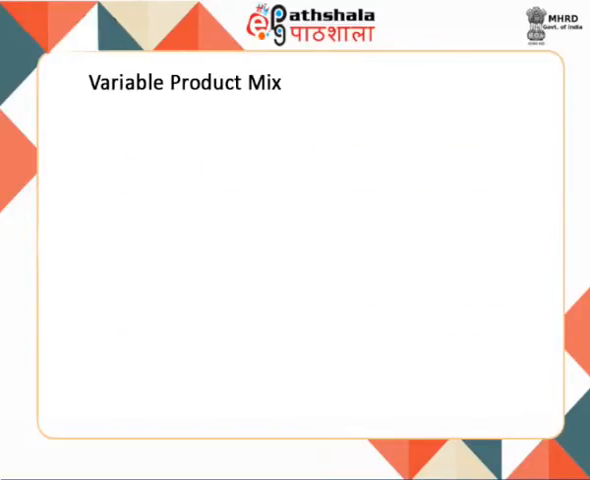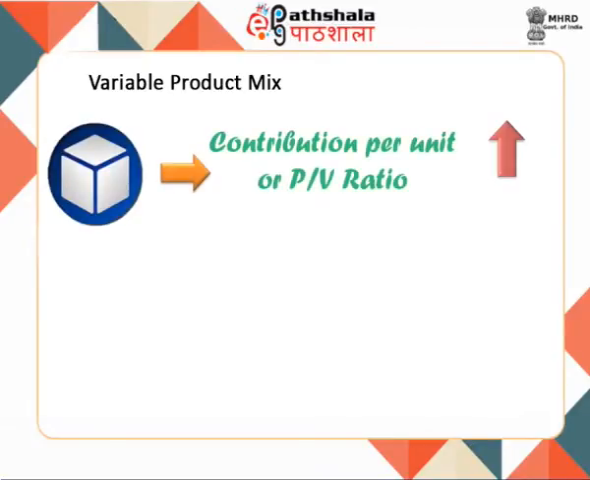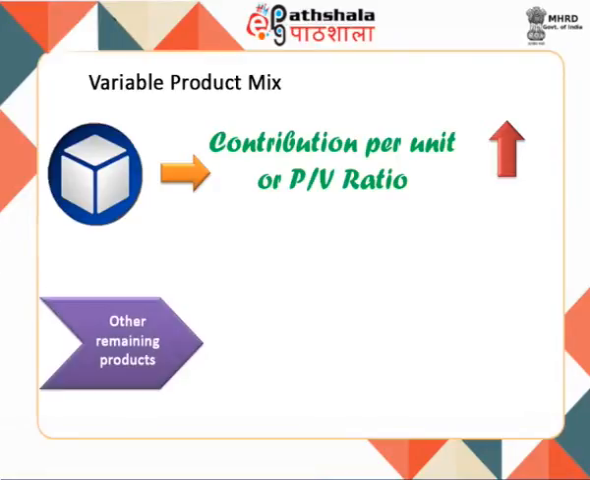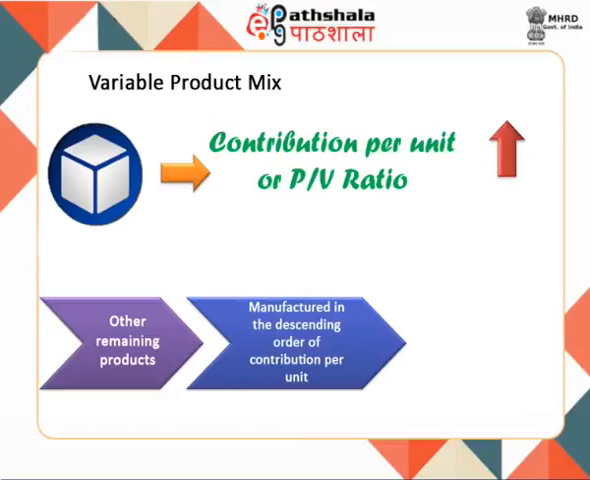Now, in the case of variable product mix, the product giving highest contribution per unit or highest PV ratio is manufactured first. The other remaining products are manufactured in the descending order of contribution per unit or PV ratio.